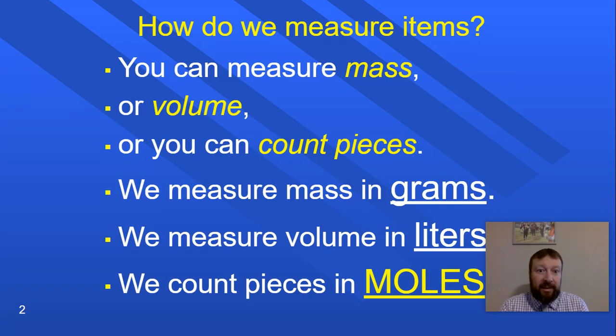When we're measuring things, like I just talked about a second ago, we're going to measure things like mass and volume. When you count pieces, a lot of times what we use in chemistry is the idea of the mole. It's the SI unit for counting things. The SI unit for mass is kilograms. For volume, it's the liter. And then moles are how we count things.